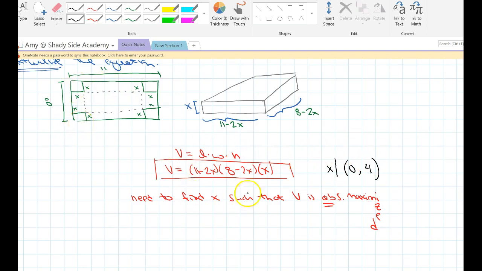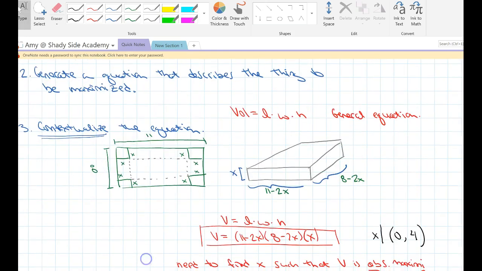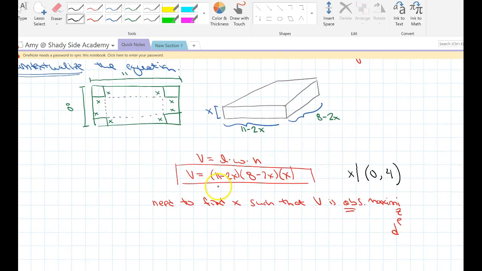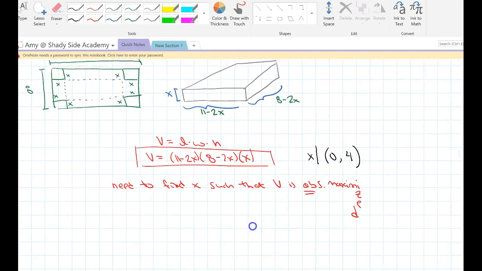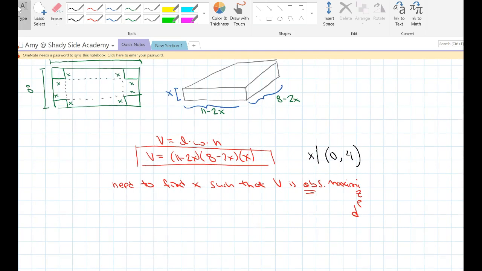So this whole conversation here was taking stock of the fact that this particular rectangular box started with this piece of paper, thereby creating these three factors of volume, where the length, width, and height depend on the original dimensions 11 and 8 and the cut length x. Okay, now I'm ready to do the calculus.